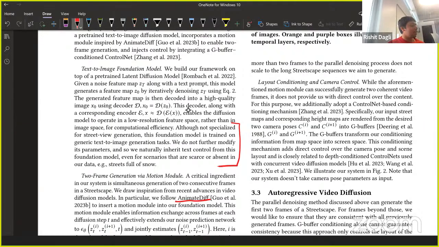It's slightly different, because they only have something like the style of Barcelona as a text prompt. But all of the conditioning for generating the buildings and that kind of stuff doesn't come from text at all.